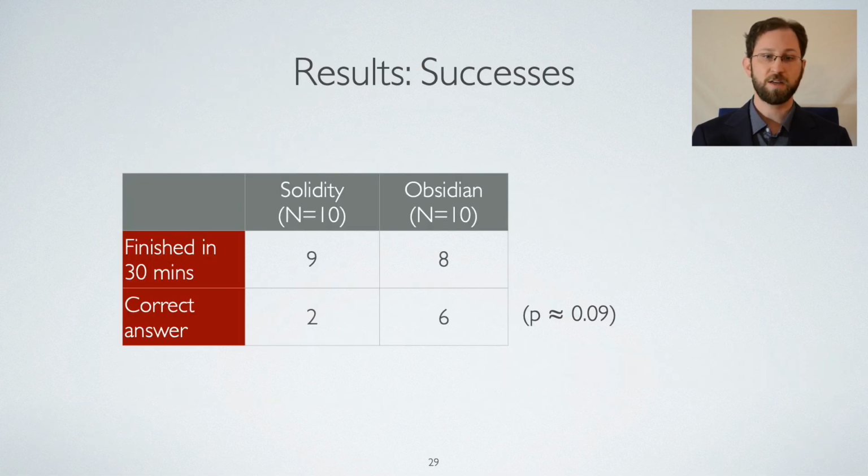So you can see almost everybody in both conditions thought that they were done by the end of the 30 minutes that we gave them. This difference would be significant at the 0.09 level. But only 2 of the Solidity participants were able to complete the task correctly, whereas 6 of the Obsidian participants were able to do so.